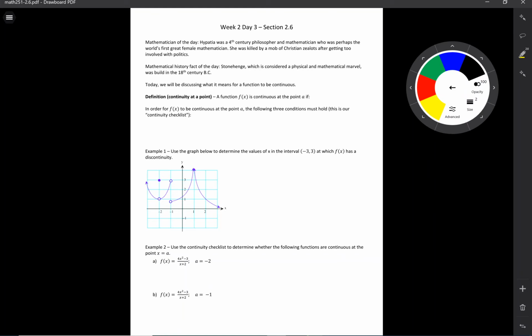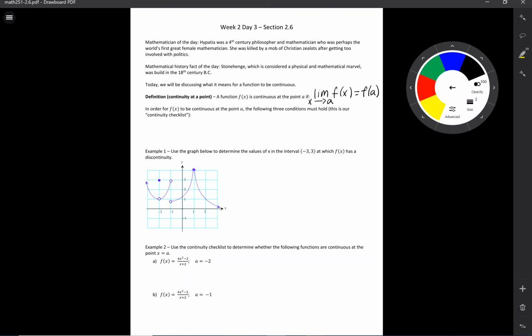Okay, so again, we've been talking about limits a lot, and today we're going to talk about a new thing, which is continuity. So we have this definition for continuity. A function f of x is said to be continuous at the point a if we have this true. We need the limit as x approaches a of f of x to be equal to f of a. If this is true, then our function is said to be continuous at the point a.